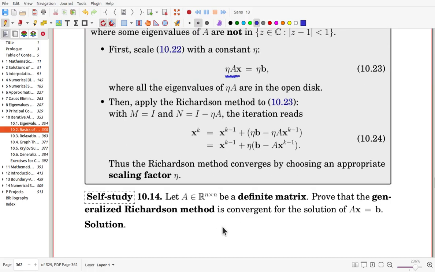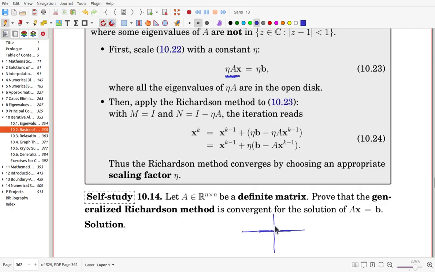Here is a self-study problem. If A is a definite matrix, then you can prove that the generalized Richardson method is convergent for the solution by taking eta appropriately. A definite matrix means that all eigenvalues are positive, or all eigenvalues are negative. Once all eigenvalues are negative, it is negative definite. Once all eigenvalues are positive, it is positive definite. Anyway, a definite matrix means that eigenvalues are on one side.